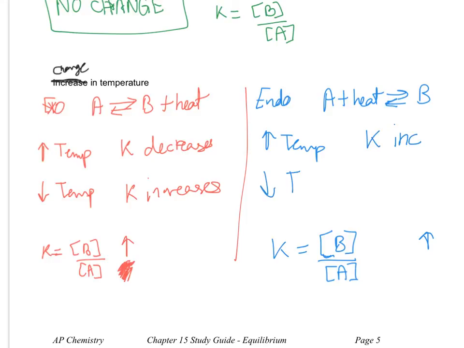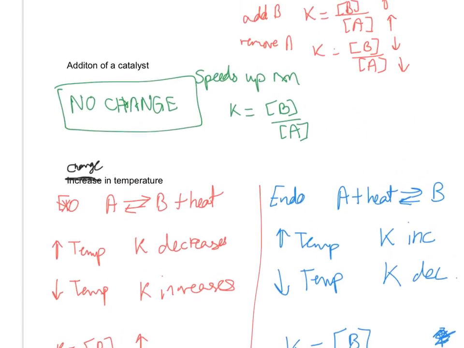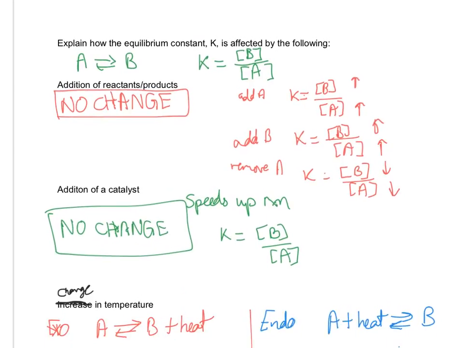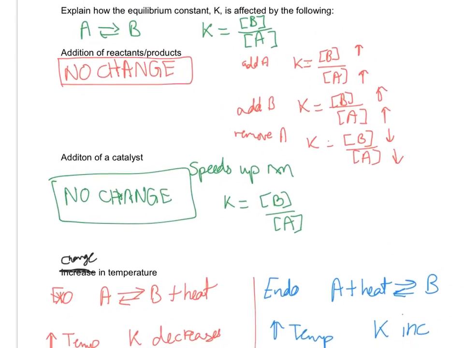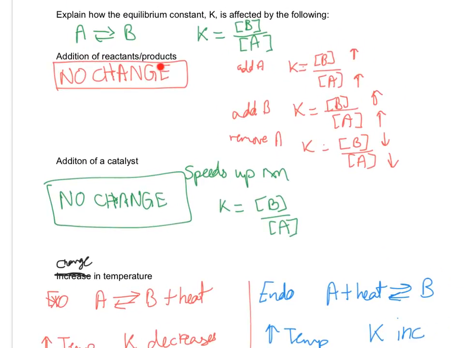If I decrease the temperature, that means in this reaction I'm removing heat, so it's going to shift to the left to make more A in this case. And so now the denominator increases, and so K decreases. So the only thing that will affect the value for K is temperature. There's no change when you add or remove reactants or products. There's no change when you add a catalyst. The only thing that will affect it would be the temperature.